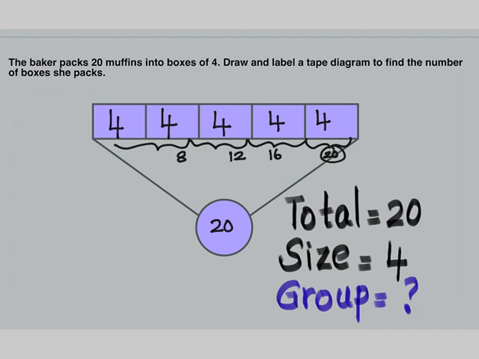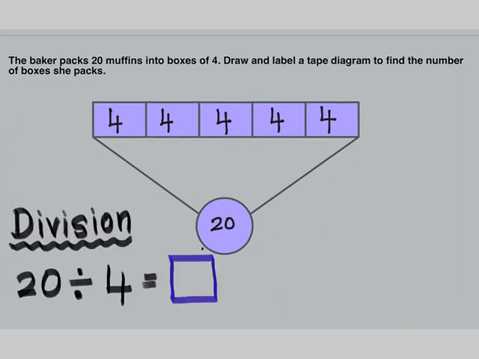If we have to find either the size or the groups, then we have to go for a division number sentence. Otherwise, if we have to find the total, then we have to go for a multiplication number sentence. In this problem, since we have to find the number of groups or number of boxes, we have to go for a division number sentence. The division number sentence for this problem is total divided by the size of the group equals what, or unknown.